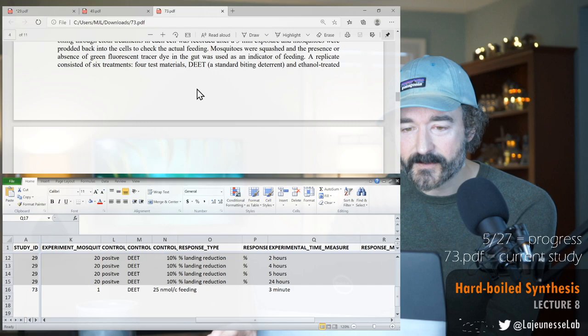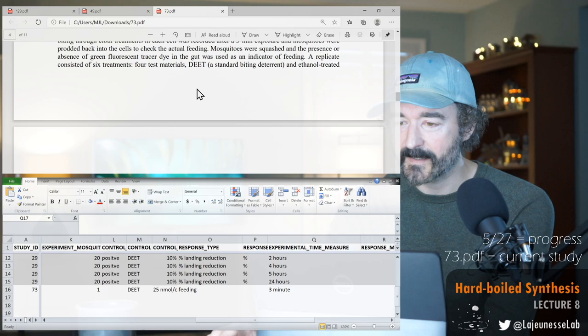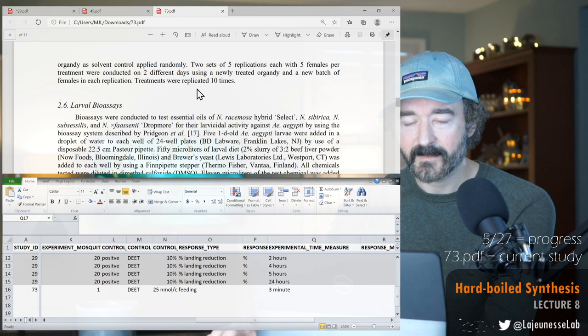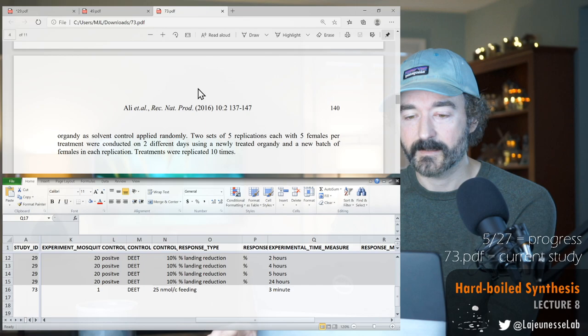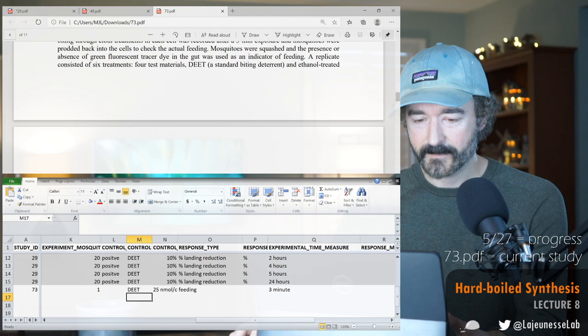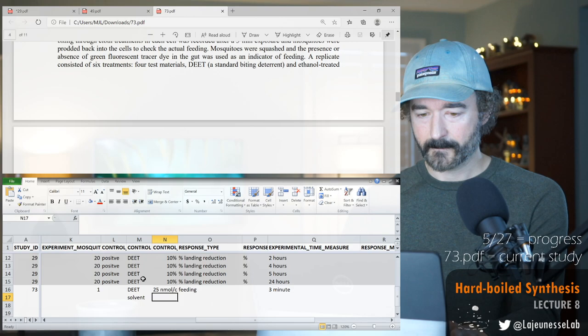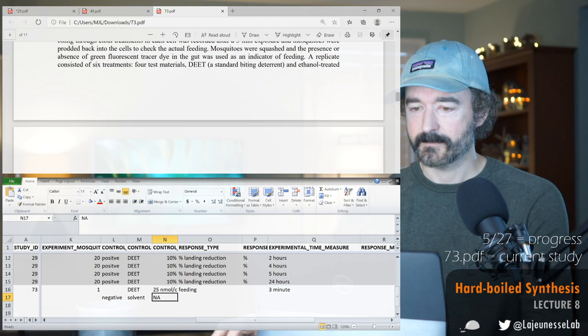A replicate consisted of 6 treatments: 4 test materials, DEET, which was a positive control, and an ethanol-treated organdy as solvent. Solvent control, so they did have a negative control. I'll code that in there too. I'm not too sure what they mean. It's just ethanol. So solvent negative control. Unknown concentration.